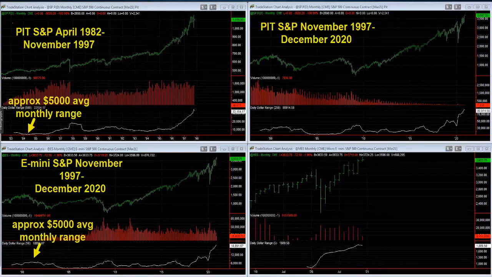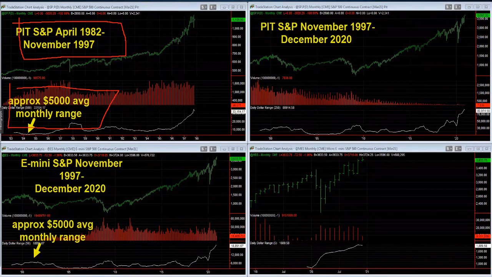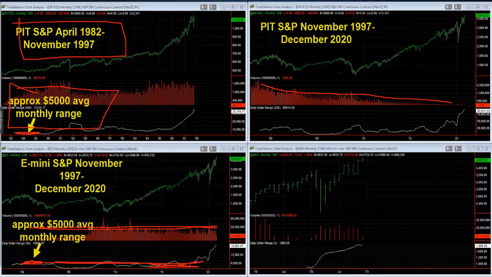This is the pit S&P futures from 1992 to November 1997. Approximately a $5,000 average monthly range is where it started, right there. And then you see the pit over here, 1997 to December of 2020. But most are trading the E-mini. So you see the volumes decreased over time here, while it's increased in the E-minis. And at the beginning of the E-minis, the average monthly range is about 5,000. So right here, and you also see how this has stayed at this level until lately, when it ramped.